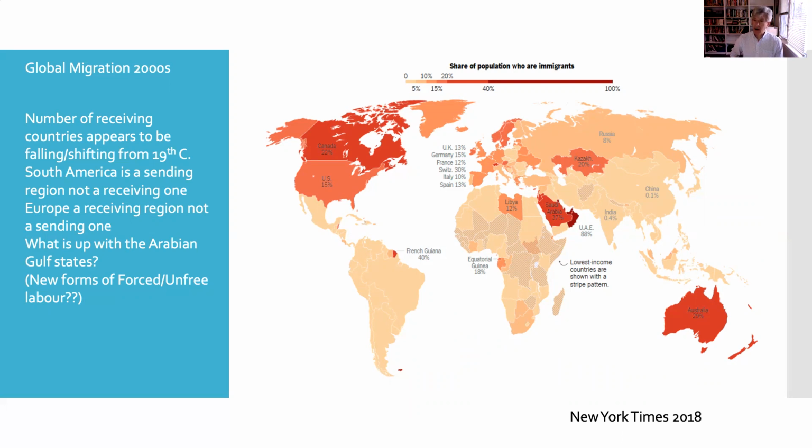But what's up with those Arab Gulf states, right? The United Arab Emirates or Qatar or Saudi Arabia, 88%. Like, that's ridiculous. So what's going on there? Well, if you're a soccer fan, you think about the World Cup that's going on in Qatar that will be hosted in 2022, so next year.